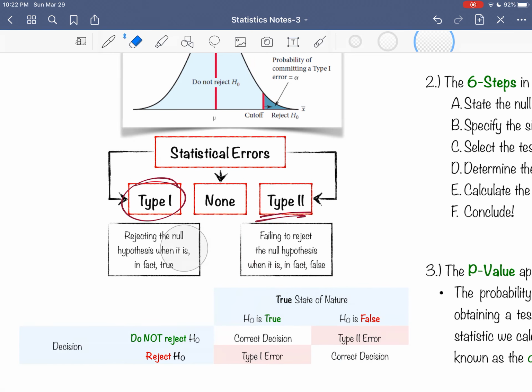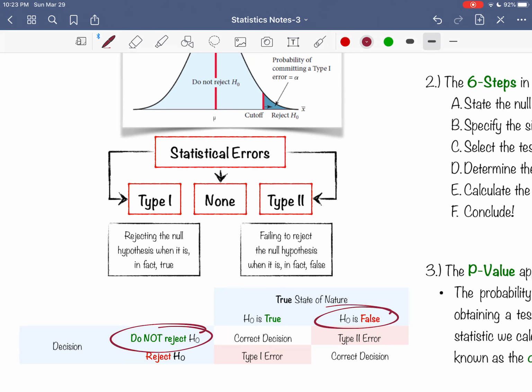On the other hand, if they are actually a criminal, but maybe they have a very good lawyer, they are actually guilty of whatever crime they're accused of, but then the judge and jury say, hey, we do not reject their innocence, then we've committed a type 2 error.